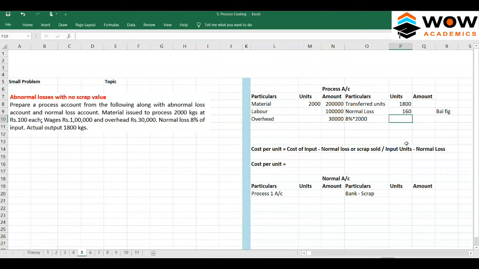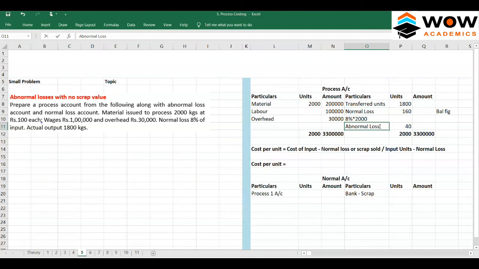So we can total this side. So this comes to 2000 and this comes to 3,30,000. Now when you add both these numbers, it comes to only 1960. That is, the transferred units is 1800. The normal loss is 160. So put together, it comes to 1960 only. But where is the balance 40? Okay, where is the balance 40 gone? The balance 40 is the abnormal loss. So we can put that.